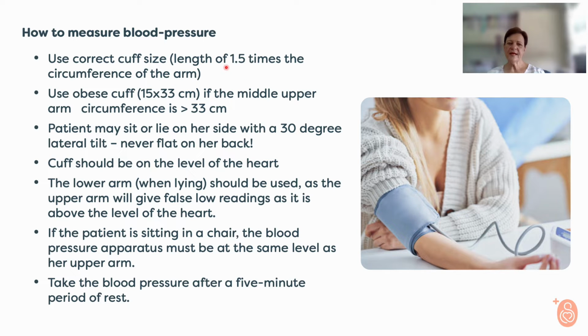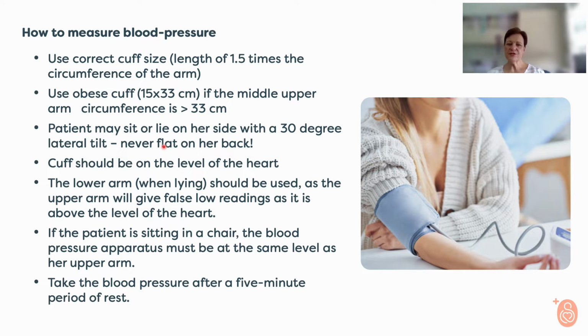So the cuffs should be at least 1.5 times the circumference of the arm. And this is specifically important in obese patients, and specifically in patients where the mid-upper arm circumference is more than 33 centimeters. We should have a larger cuff than the normal size cuff to enable this overlapping to happen properly.